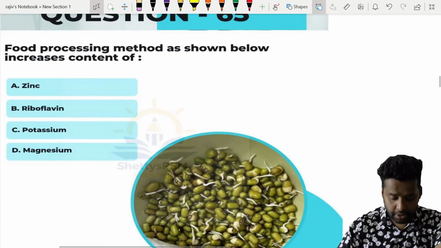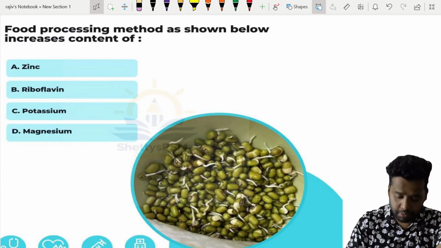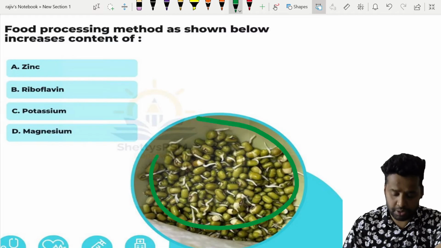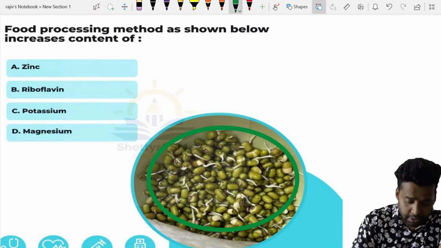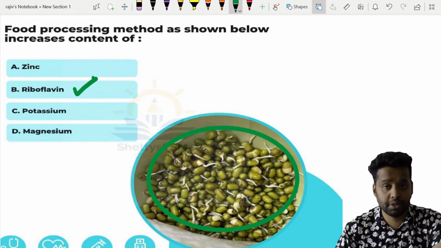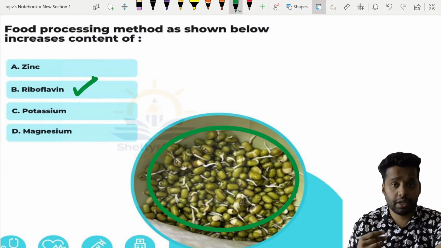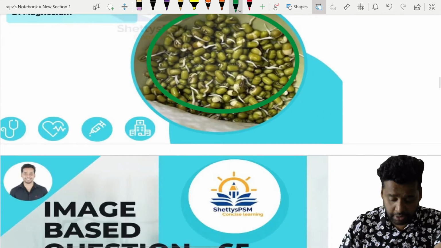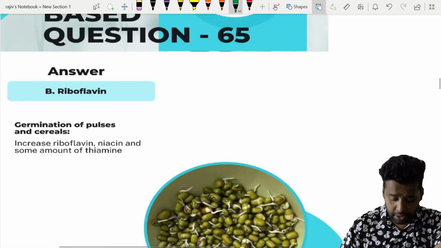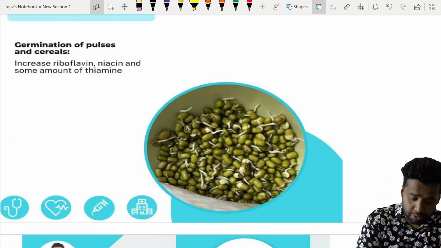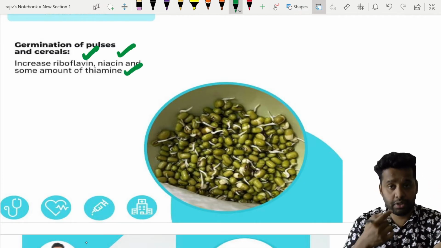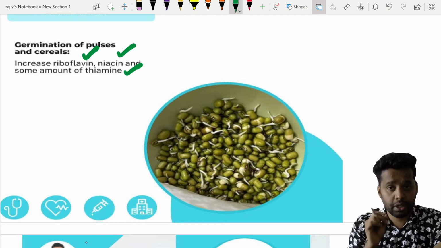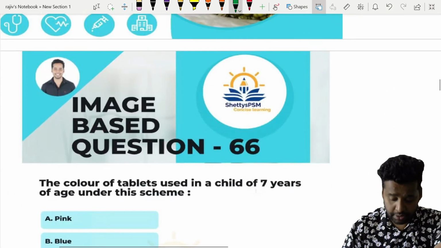The next question: when you are doing this technique, germination of pulses, what are the things which can increase? Out of the options, answer is riboflavin. It's a repeat question in the exam. Riboflavin content, that is B2 content, can increase after germination. Germination can increase some amount of riboflavin, niacin and also thiamine. The question in the exam had the option of riboflavin, and that's a repeat MCQ.